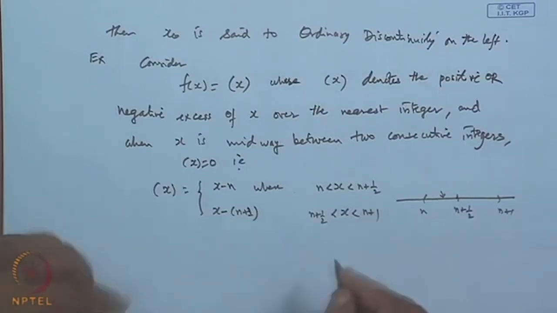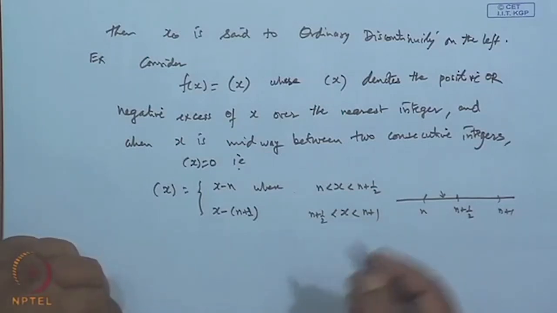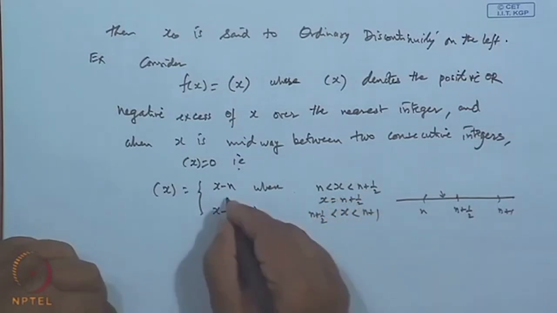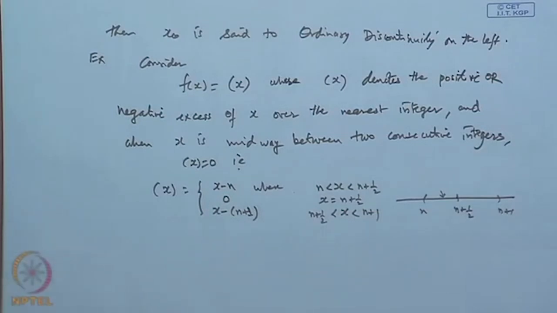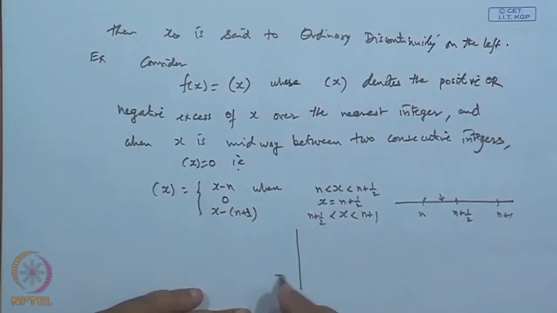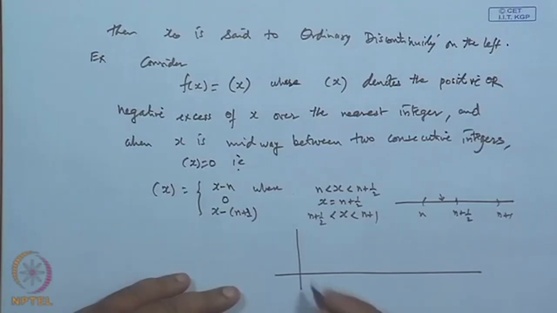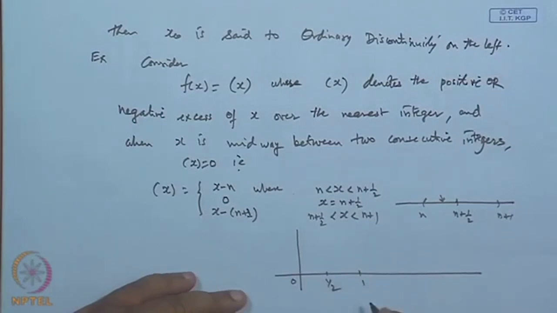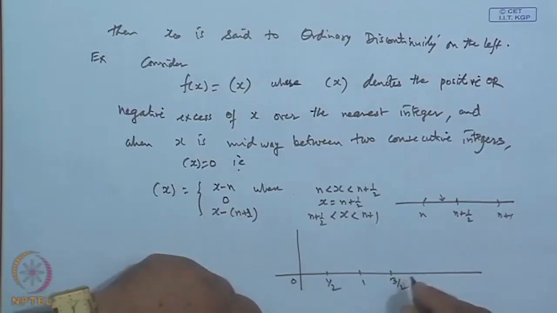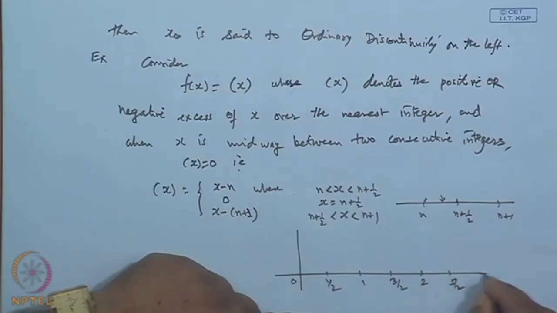So that will be the difference for this. And when x is exactly equal to n plus half, then what happens? If x is exactly n plus half, the value of this is given to be 0. So this is the graph. If we look at the graph, suppose I am taking the positive side. So let us take the interval 0, half, 1, and then 3 by 2, then 2, 5 by 2, like this, and so on.